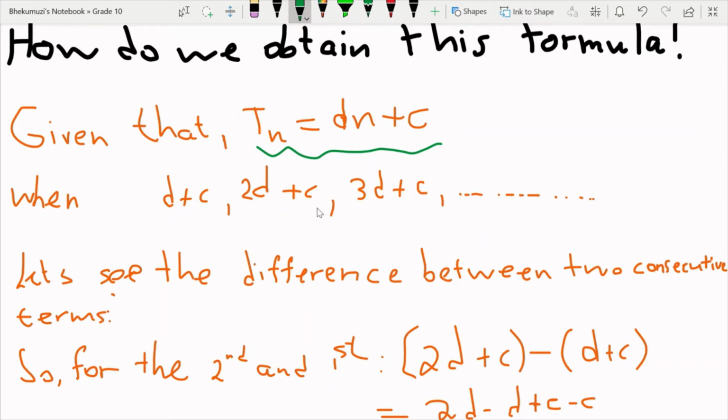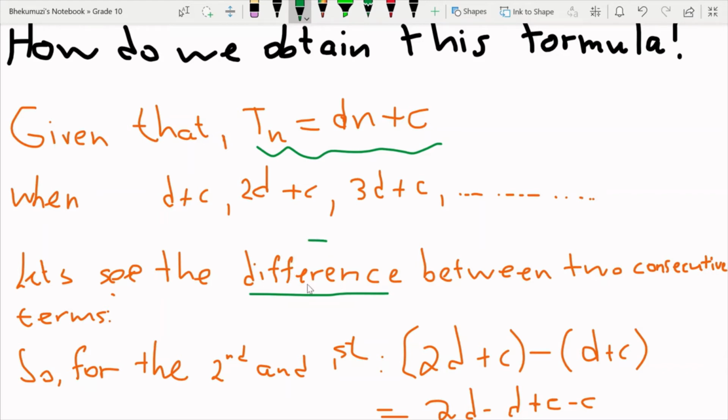So you could guess that the next one will be 4d plus c, and so on and so forth. So let's see the difference between two consecutive, or successive, terms. What is the difference between the two? And remember, when we talk about difference in mathematics, we're usually talking about the subtraction sign.